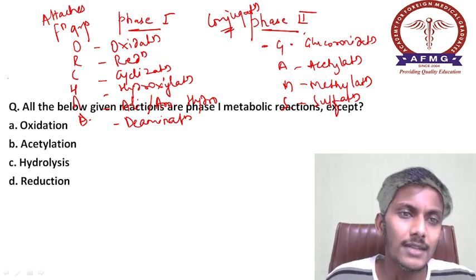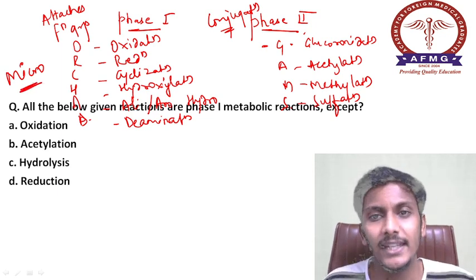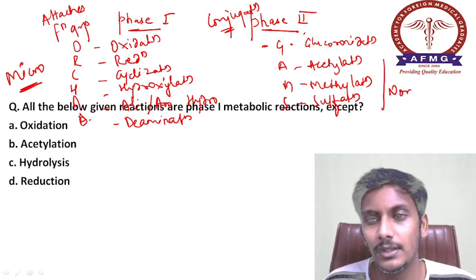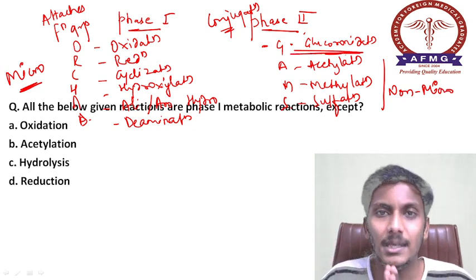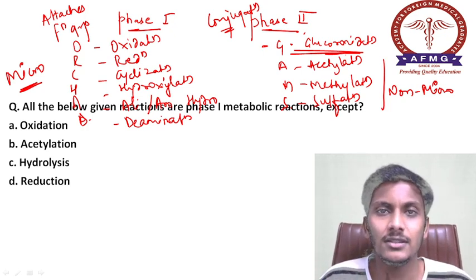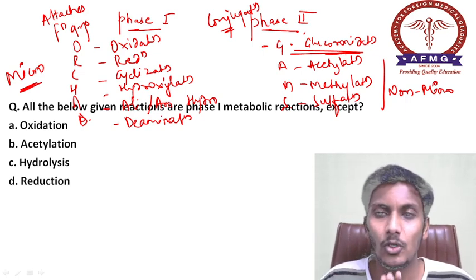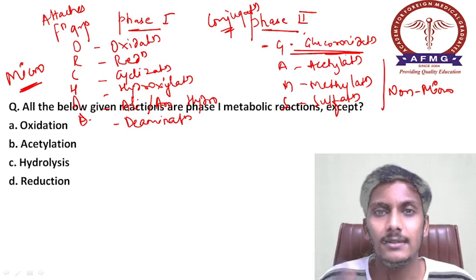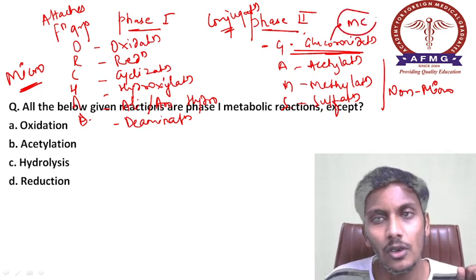All the enzymes of phase 1 reactions are microsomal enzymes, that is, they can be inhibited or induced, whereas the enzymes of phase 2 reactions are non-microsomal, except glucuronidation. So please remember, the enzyme used in glucuronidation is a microsomal enzyme. Therefore, the only exception in phase 2 reactions which can be inhibited or induced is the glucuronidation process. Only glucuronidation can be induced or inhibited because the enzyme used is a microsomal enzyme. And please remember, the most common phase 2 reaction is also glucuronidation.